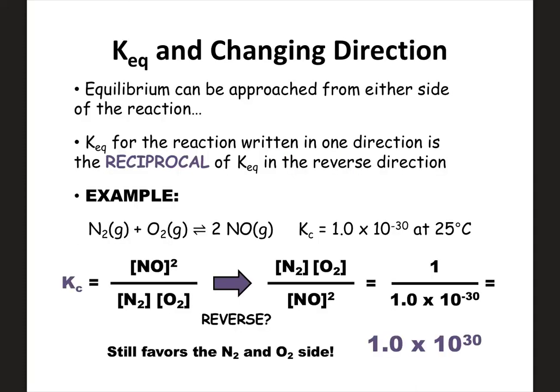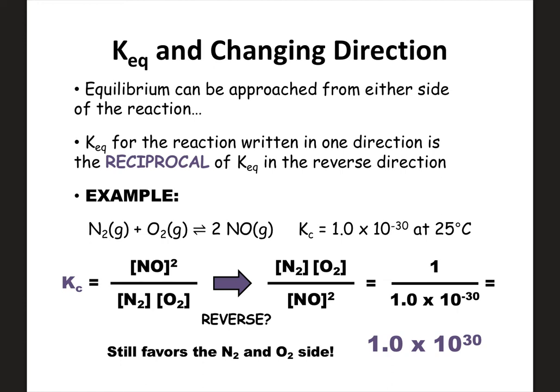We can change reactions here, and this will lead to some changes with the KEQ. Remember, we said that equilibrium can be approached from either side, either the forward or the reverse. So if you write the reverse reaction, and you have the value of KEQ for the other one, you just take the reciprocal of KEQ to get the new KEQ. So if you have the KEQ for, say, the forward reaction, and you want to write the KEQ for the reverse, if you just take 1 over KEQ, you have the new value for your reverse reaction here.